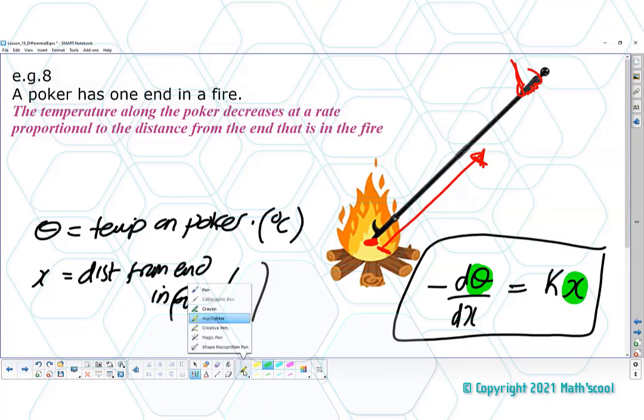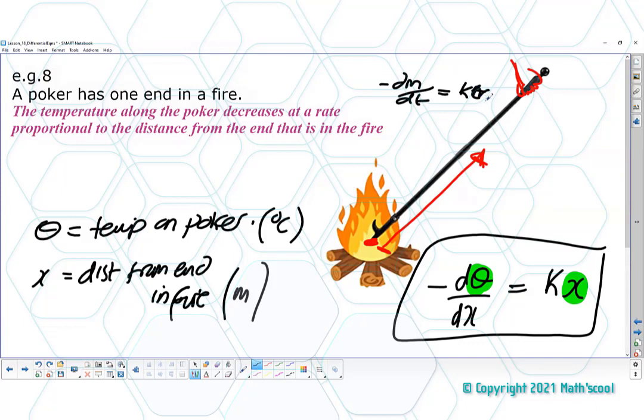Our exponential decay equation was generally of this form: minus dm by dt equals km. So it was like that, and this and this were the same, m. The rate of change of m was proportional to m. The rate of decrease of m was proportional to m.